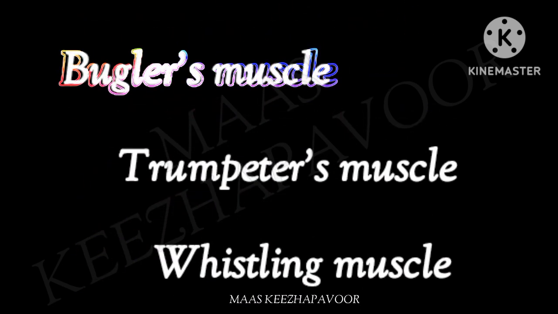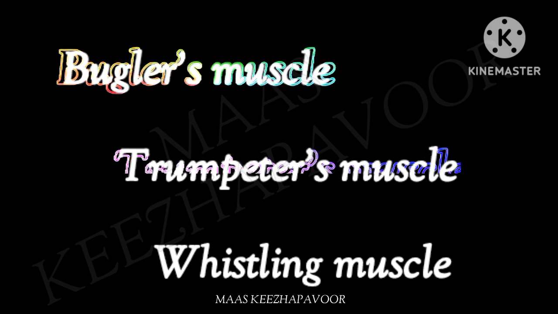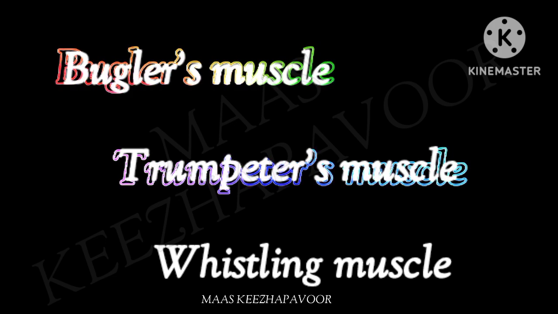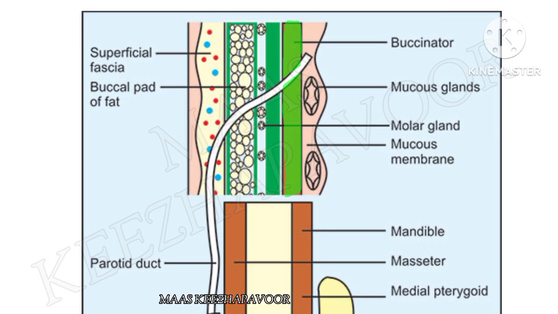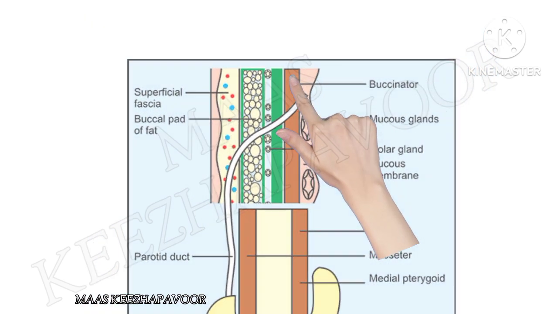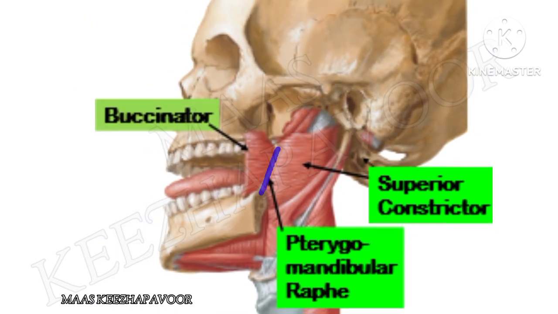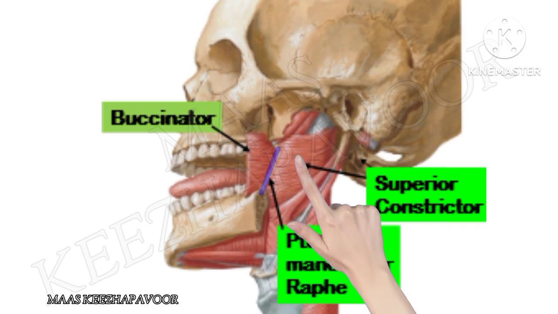The Buccinator is otherwise called Bugler's muscle, trumpeter's muscle, or whistling muscle. It is a muscle of the cheek. The outer surface of Buccinator is covered by buccopharyngeal fascia and its inner surface is lined by a mucous membrane. It is pierced by the parotid duct. The pterygomandibular raphe separates it from the superior constrictor of the pharynx.